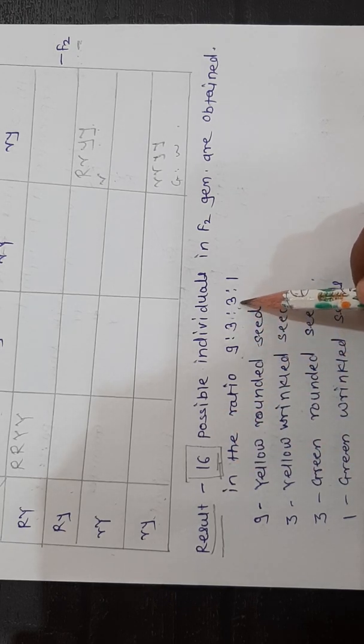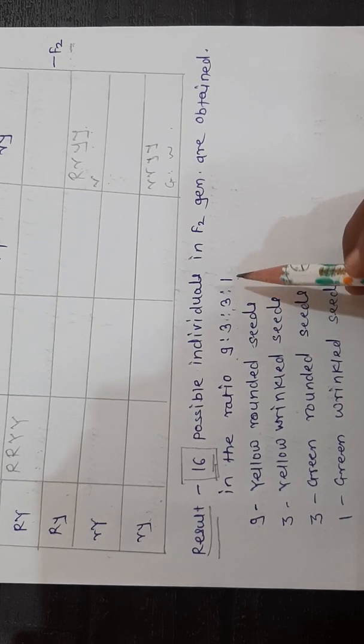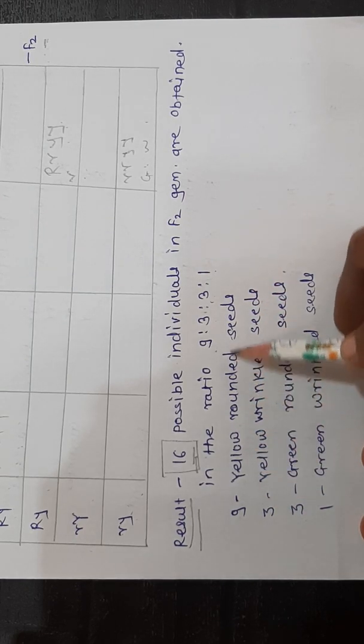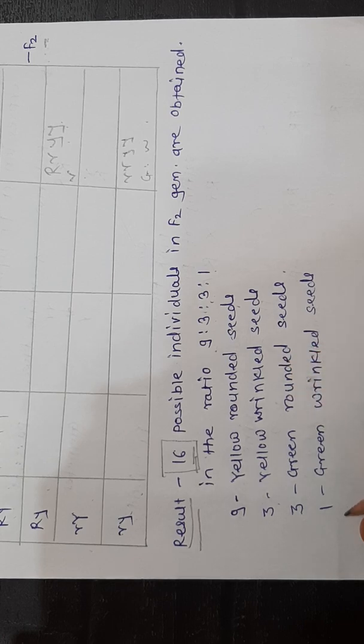9:3:3:1. Then we may see the individuals of these. 9 will be yellow round seeds. 3 will be yellow wrinkled seeds. 3 will be green round seeds, and 1 is green wrinkled seeds.